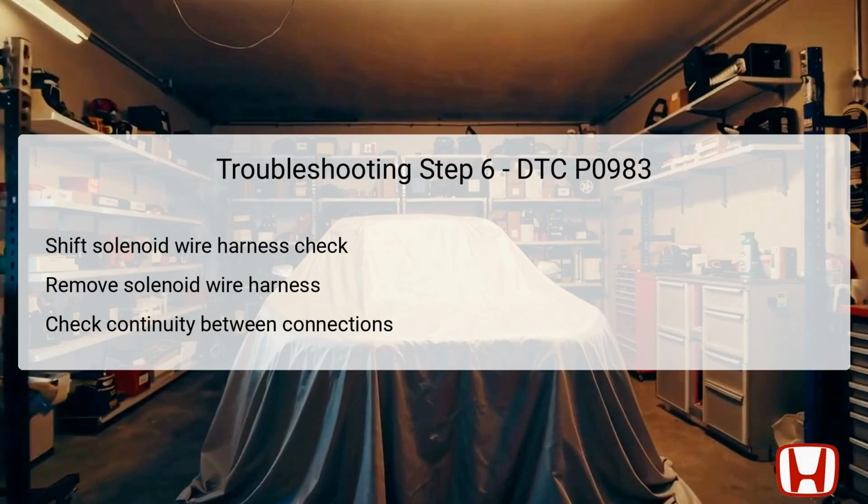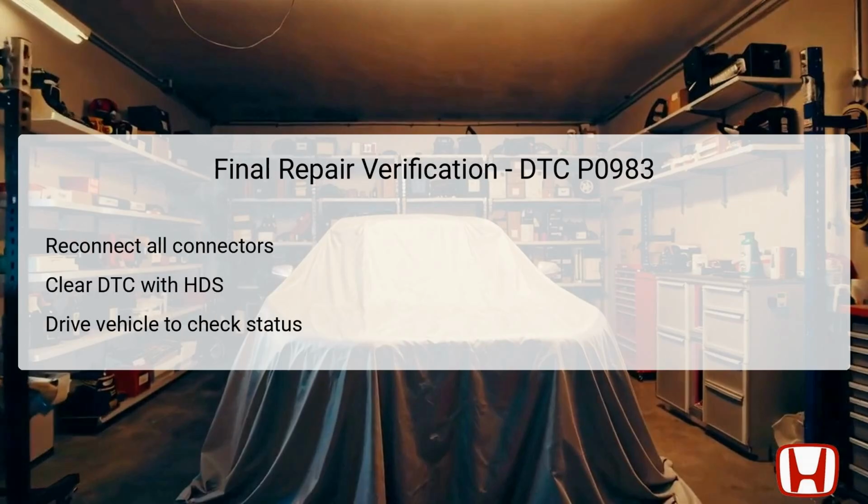for proper system operation. After completing the necessary repairs, it is essential to conduct a final repair verification to ensure the DTC P0983 has been resolved. Begin this process by reconnecting all connectors that were previously disconnected. With everything back in place, turn the ignition switch to the on position to power up the vehicle's systems.